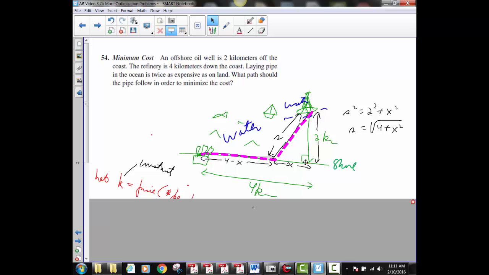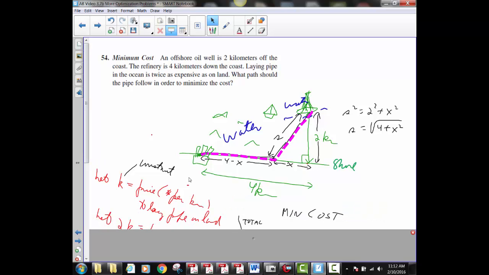Okay, so we know this is 2. If I call this length x, since this is 4 kilometers, this length is 4 minus x. I'm going to call this length s. That's the length of pipe under the water, and the length of the pipe on land is 4 minus x. Once I have that this is 2 and this is x and this is s, I actually have the Pythagorean theorem, and that might come in handy a little later.